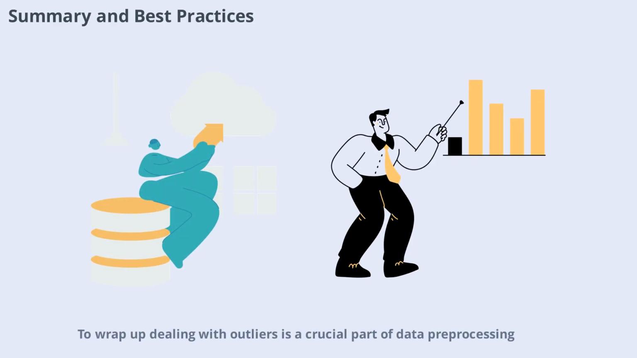To wrap up: dealing with outliers is a crucial part of data preprocessing. Start by understanding your data and the context of outliers. Use a combination of visual, statistical, and domain-driven methods to detect them. Choose handling strategies that fit your analysis goals and always document your process. By following these best practices, you'll ensure your data is clean, reliable, and ready for insightful analysis.